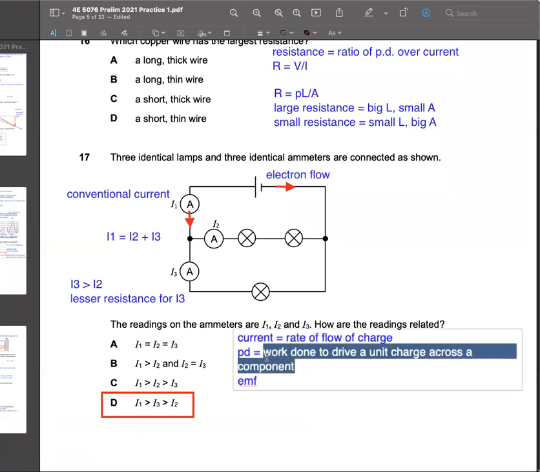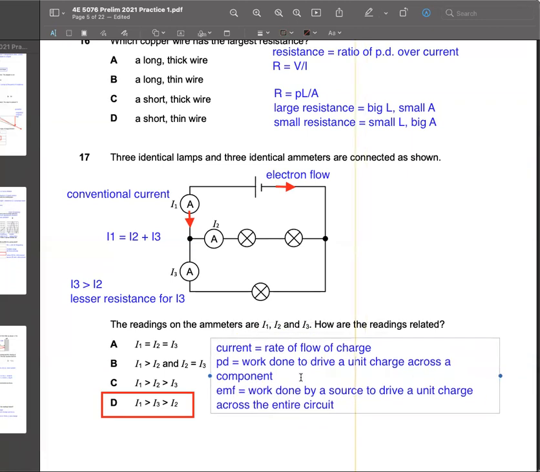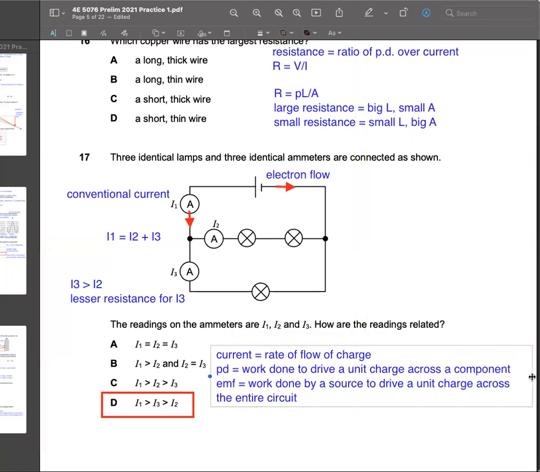EMF is the work done by a source in driving a unit charge around a complete circuit. What's a source? A source is like a battery, across the entire circuit. All this must be memorized. Seriously, must memorize.